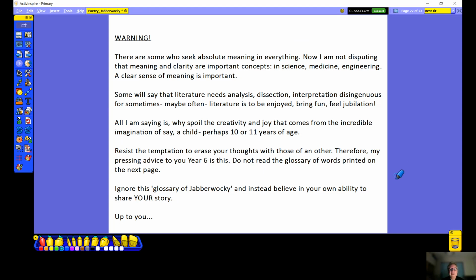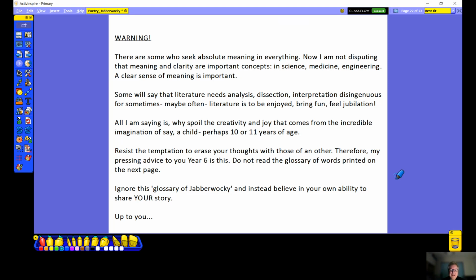So I'm going to give you a warning now, Year 6. There are some who seek absolute meaning in everything. Now, I'm not disputing that meaning and clarity are important concepts. In science and medicine and engineering, well, a clear sense of meaning is really important. Some will say that literature needs analysis, it needs dissection, it needs interpretation. And I think that's slightly disingenuous because sometimes, maybe often, literature is there to be enjoyed, to bring fun, and to create a sense of the feeling of jubilation.